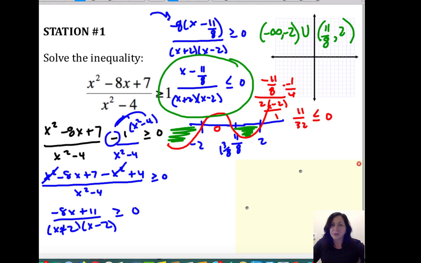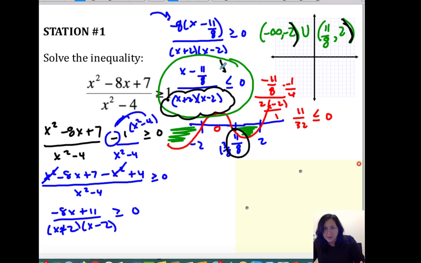Now, here's the thing. I didn't put any brackets or anything in there yet, but what I want to make you conscious of is this. If my values on the denominator are vertical asymptotes, what that's telling me is that I can never touch those values. So at negative 2 and 2, these have to be parentheses. At negative infinity, it has to be a parenthesis. But at 11 eighths, it doesn't. Because this is less than or equal to, this value right here is going to be a bracket. Okay, so that's my final answer.